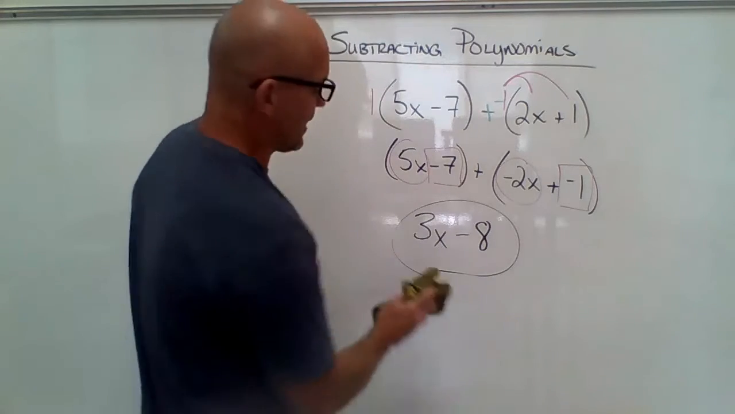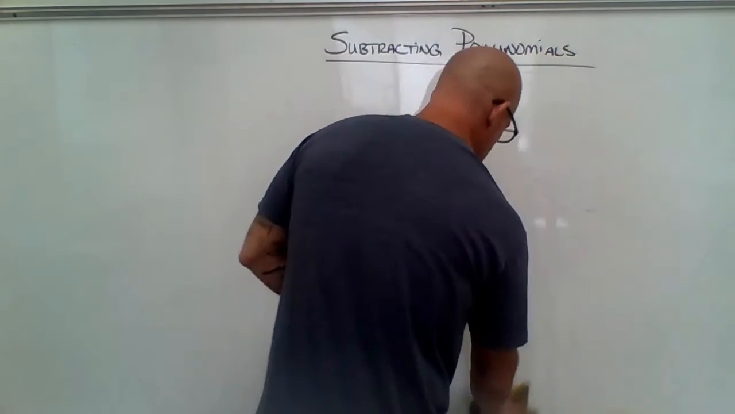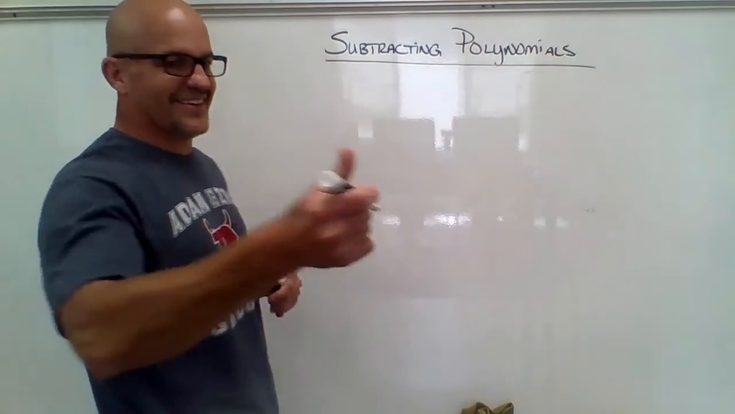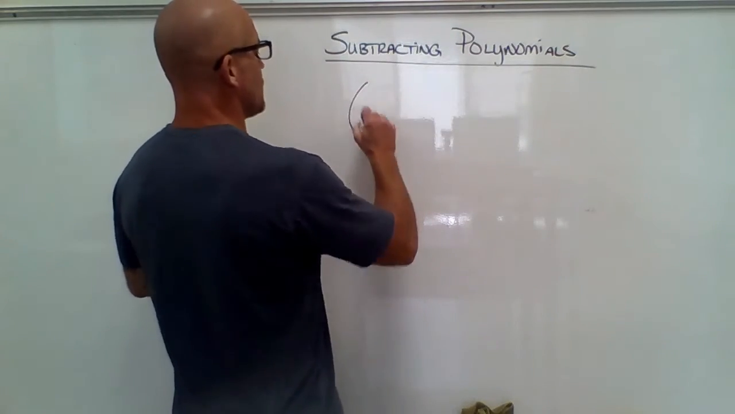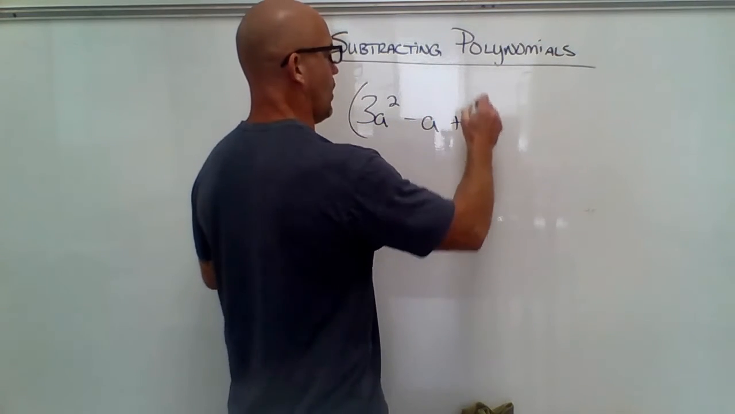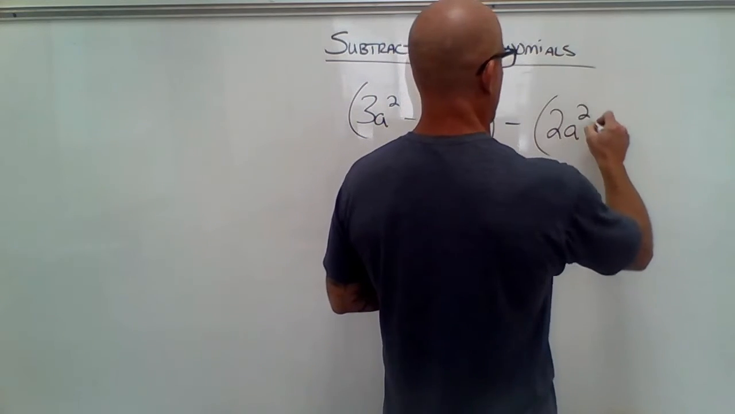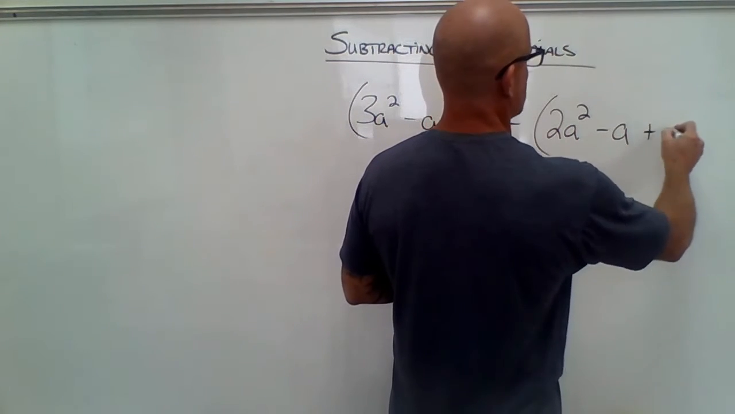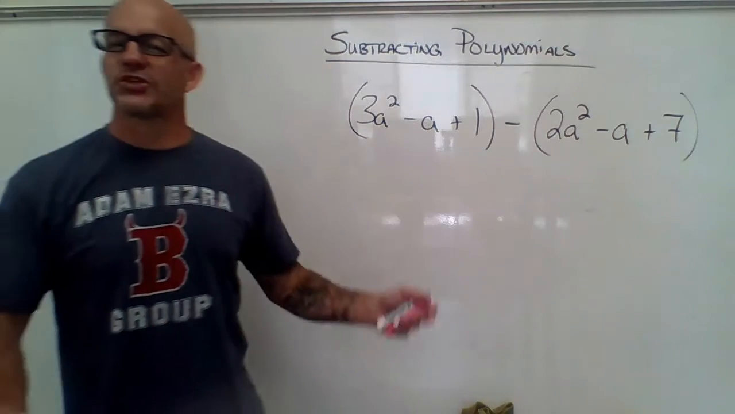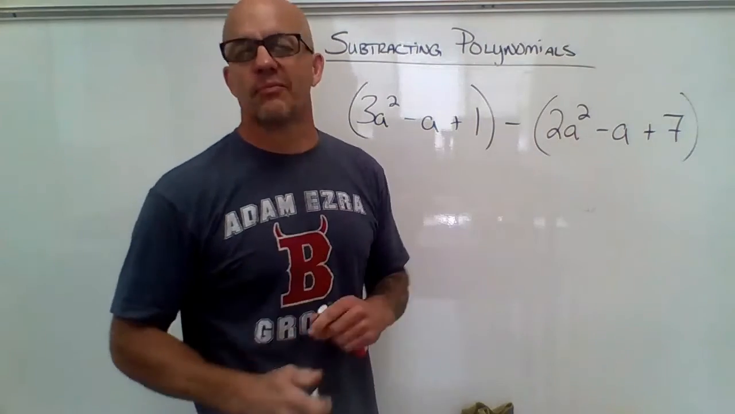Step it up a notch. I think you should find that fairly simple. We'll step it up here. Let's do some quadratic trinomials. Exciting, huh? So let's do 3a squared minus a plus 1, and we're going to subtract from that 2a squared minus a plus 7. Okay, so now, no big deal, just more terms. It's just your process is the same, you're just applying it to more things.